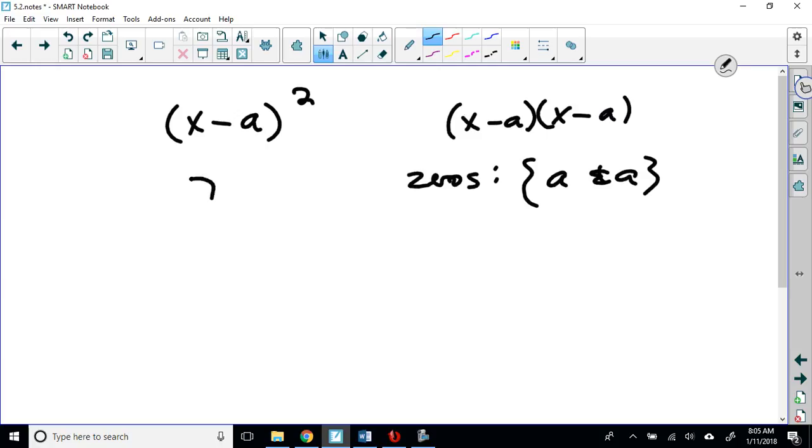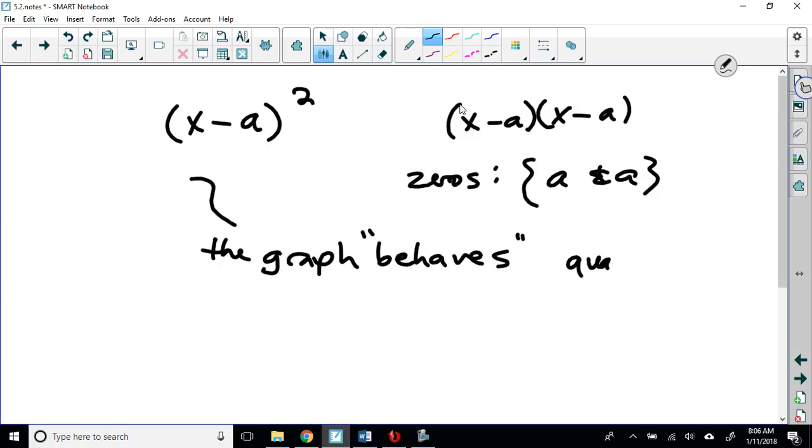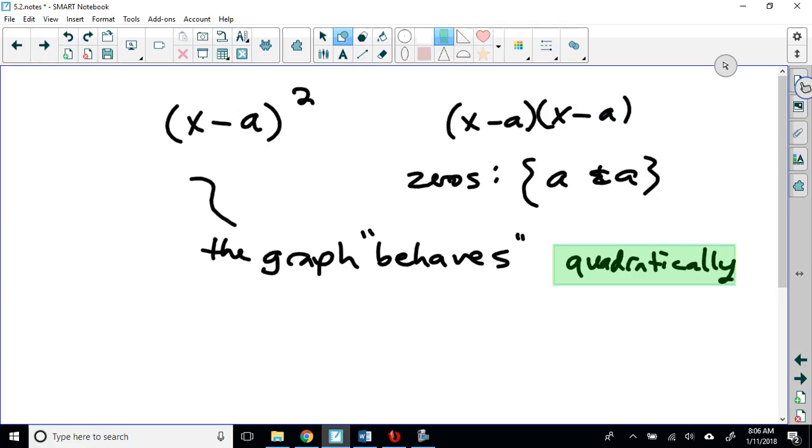Anyway, the deal is the graph behaves, and this is worth noting, quadratically. It's so weird to talk about the graph behaving. Why quadratically? Because of that exponent of 2. Because that's what we studied in chapter 4. Quadratics are parabolas. The graph behaves quadratically.